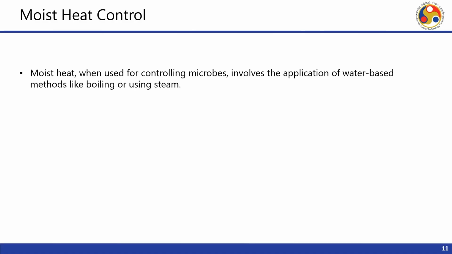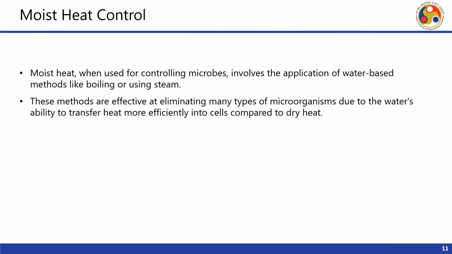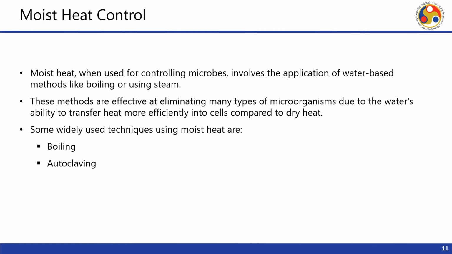Moist heat control. Moist heat, when used for controlling microbes, involves the application of water based methods like boiling or using steam to kill microbes. These methods are effective at eliminating many types of microorganisms due to the ability of water to transfer heat more efficiently into cells compared to dry heat. Some widely used techniques using moist heat are simple boiling, autoclaving, where we need an autoclave, and pasteurization.